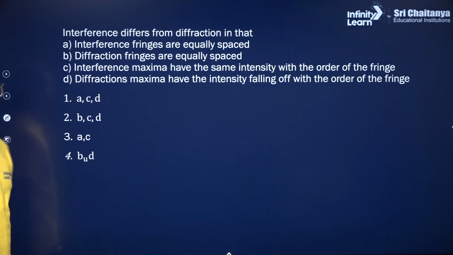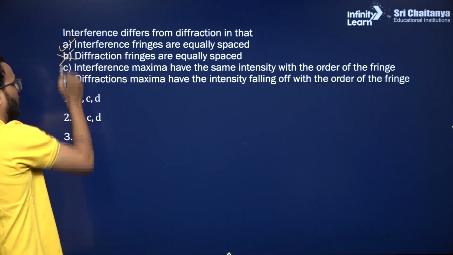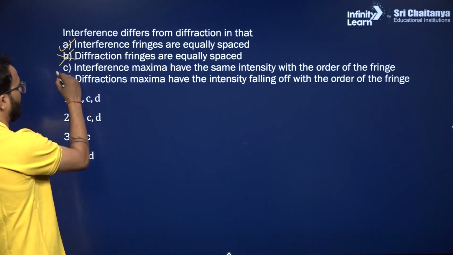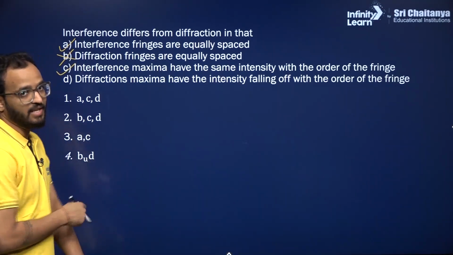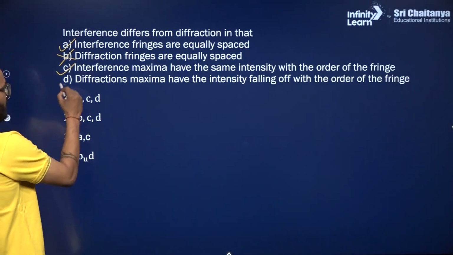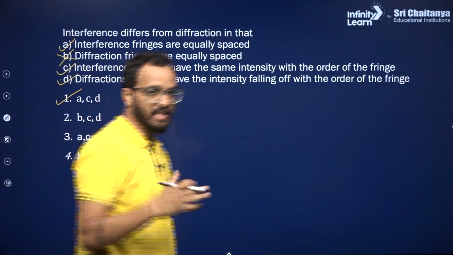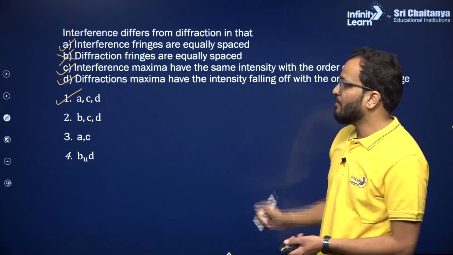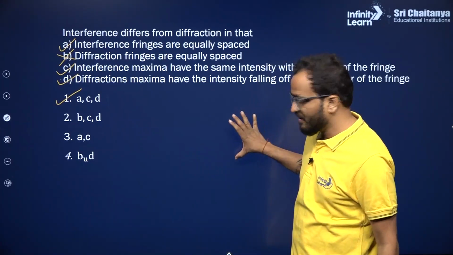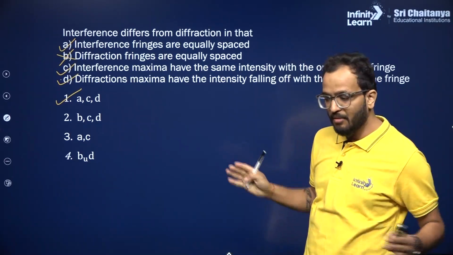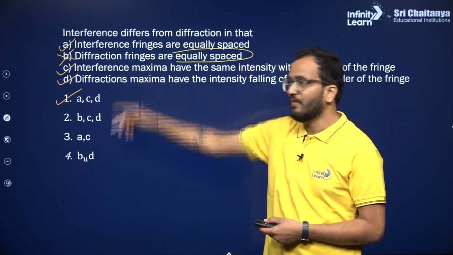Now interference differs from diffraction to that. See, in interference fringes are equally spaced. Diffraction, no. Interference maxima, all the maxima have the same intensity, right? In diffraction only the central maxima has the highest intensity and then it goes on decreasing with other maxima. So intensity falls off, right? Correct. So A, C, D are correct. First option is correct. Clear, everyone? So this is how we will attempt this. So remember, in diffraction the fringes are not equally spaced because the central bright fringe is taking double the space the other fringes are taking, right? That is why they are not equally spaced. We cannot use this thing for diffraction.